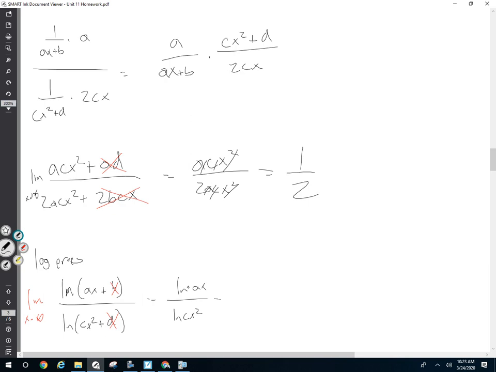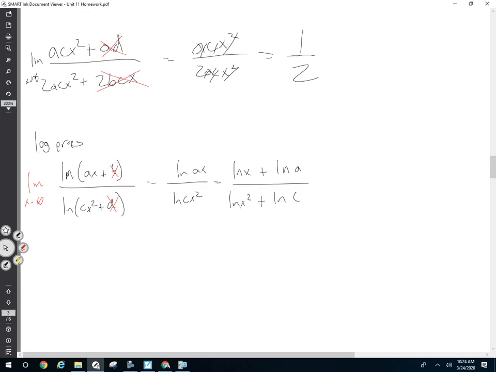Well, there's a product here, and using log properties, you can write this as log x plus log a, over log x squared plus log c. And you can then write this as log x plus log a over, using a log property, 2 log x plus log c. If you are looking at the limit as x approaches infinity, this doesn't matter, that doesn't matter. These are growing the same, they just cancel. That's another way to get 1/2.